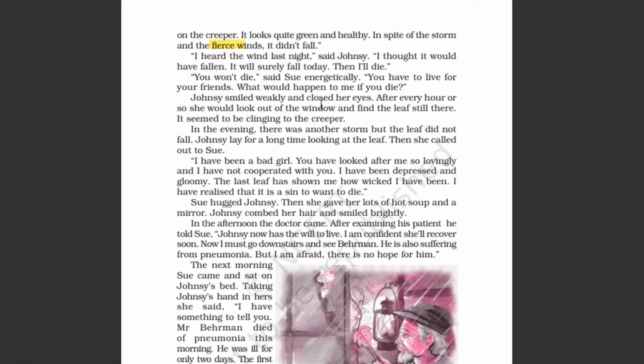Johnsy smiled weakly and closed her eyes. After every hour or so, she would look out of the window and find the leaf still there. It seemed to be clinging to the creeper.